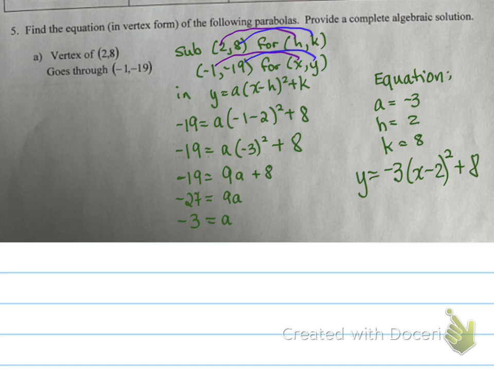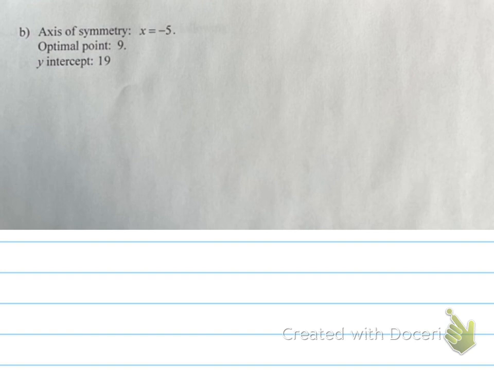All right, next piece. Axis of symmetry: x equals -5. Optimal point is 9, and our y-intercept is 19. What information are you given here? Well, folks, this number right here, the x equals -5, represents h. The optimal point represents our k value. That's our optimal value. The y-intercept represents (0, 19), which is a point on the graph.